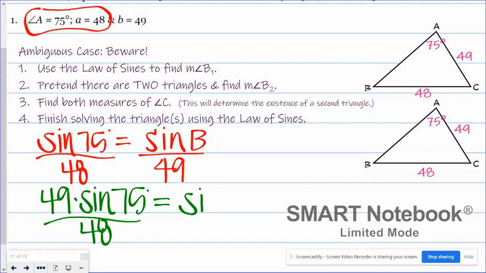And then I do need to remember to take the inverse of this decimal that I'm about to get. So I calculate 49 sine of 75, divide that by 48, and then wait a second, I don't know the angle measure, so I have to take the inverse sine. And I do that, and I get that angle B is 80.4 degrees.